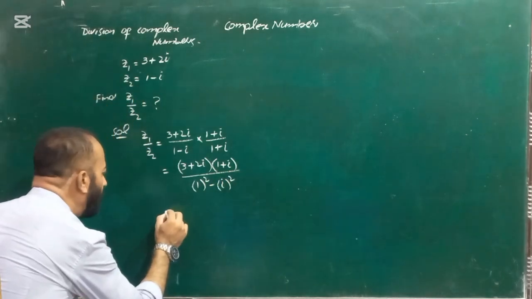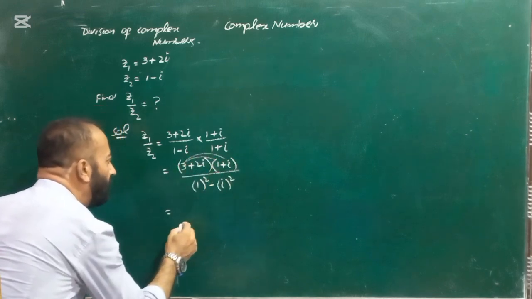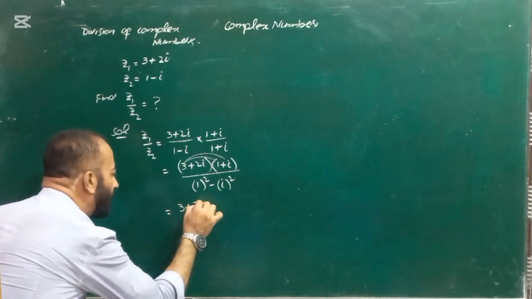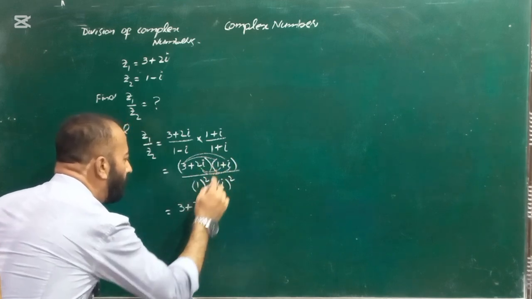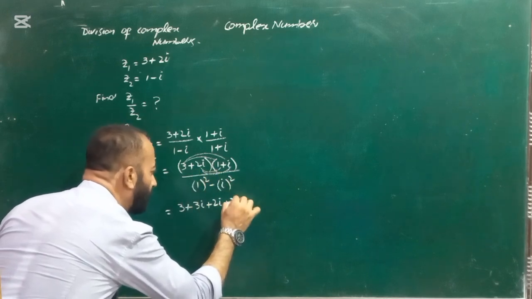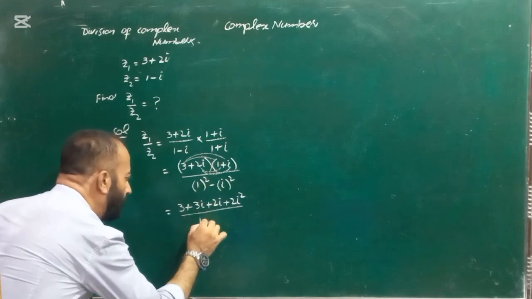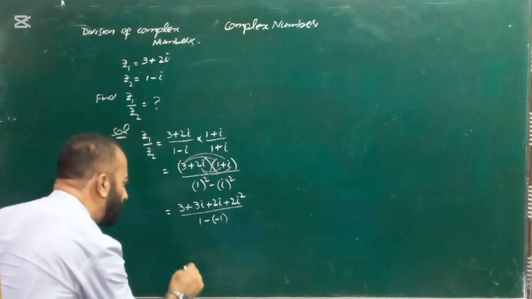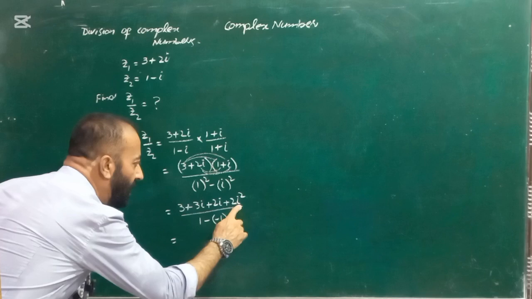So now open the brackets in the numerator. This 3 will be multiplied one by one with the members of the second bracket. So 3 plus 3 iota, and then the second member will be multiplied, so plus 2 iota and plus 2 iota square. And in the denominator you will have 1 square is 1, minus sign, and iota square is equal to minus 1.